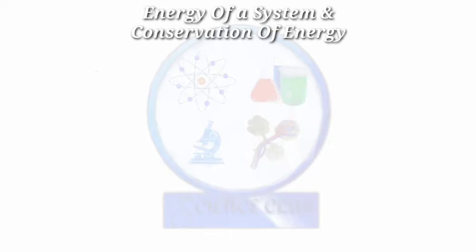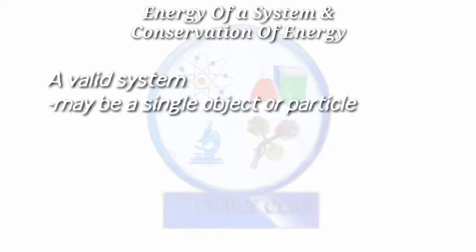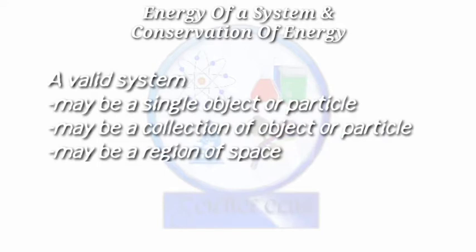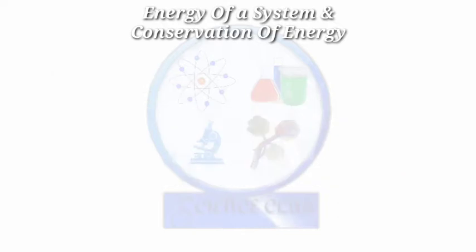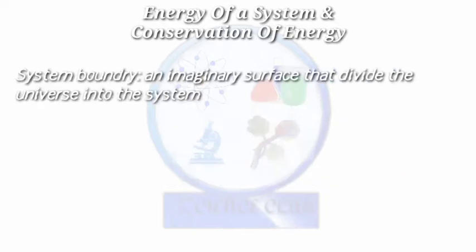A valid system may be a single object or particle, may be a collection of objects or particles, may be a region of space, may vary with time in size and shape. We also identify the system boundary. System boundaries are imaginary surfaces which divide the universe into the system and the environment surrounding the system.